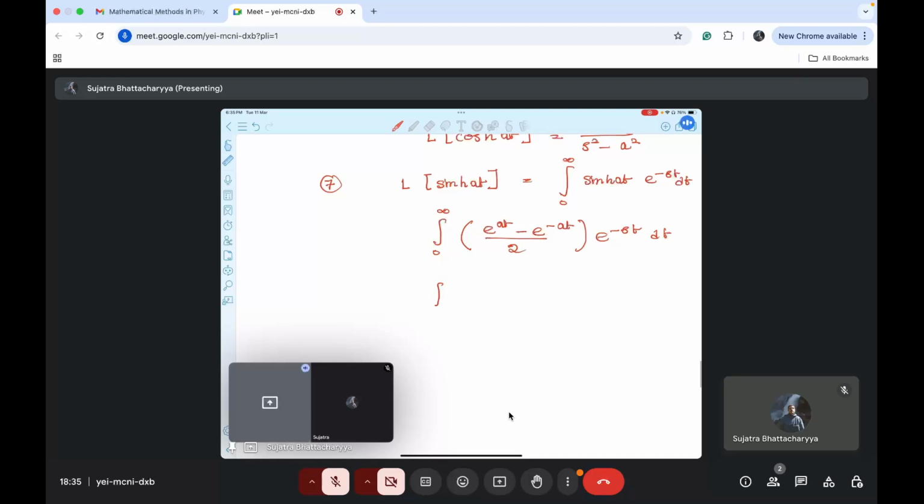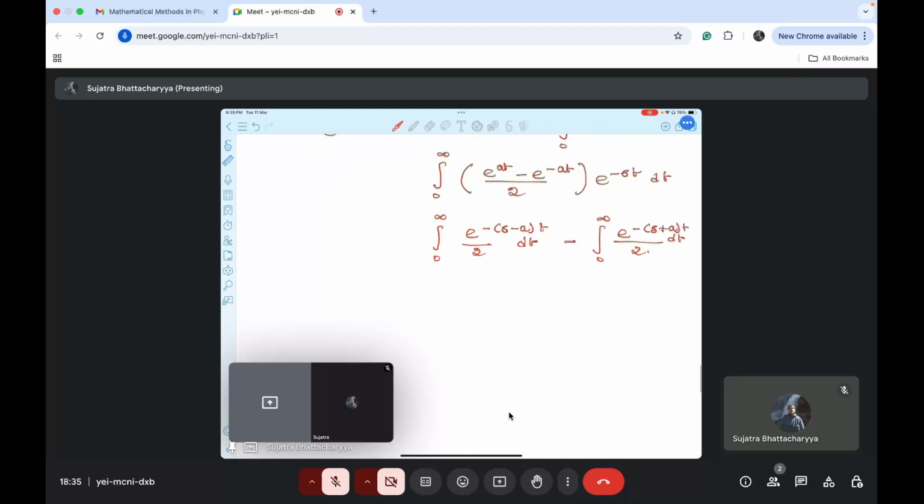So you get the integral from 0 to infinity of e to the power minus (s minus a)t by 2 dt, minus the integral from 0 to infinity of e to the power minus (s plus a)t dt, divided by 2. So finally, if you solve it, it comes out to be half times 1 upon s minus a minus 1 upon s plus a.